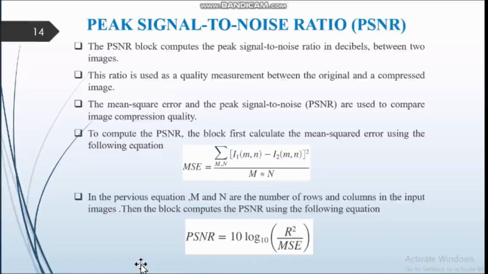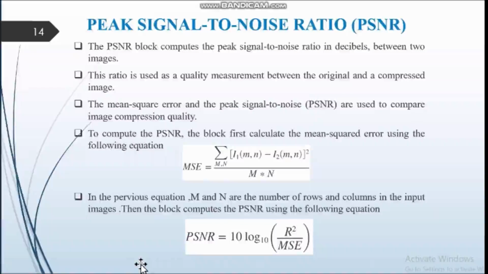PSNR ratio. The PSNR block computes the peak signal to noise ratio in decibels between two images. This ratio is used as a quality measurement between the original and a compressed image. The higher the PSNR, the better the quality of the compressed or reconstructed image. The mean square error and the peak signal to noise ratio are used to compare image compression quality.